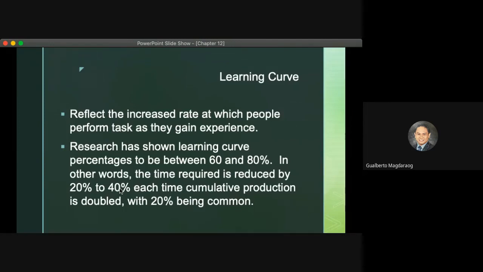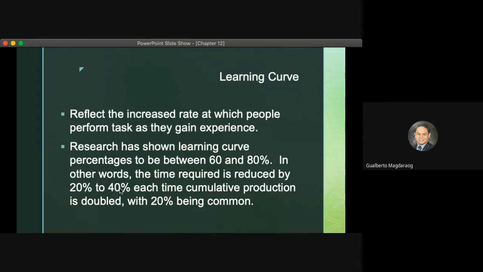Ibig sabihin po, whenever we repeat something, the time that we spend on the next repeat or the second batch is lesser as compared to the first batch or the first time that we do it. Okay? At yung atin daw learning curve is normally 80% or 20% yung pinaka-common. 80% we learn, so therefore there is a decrease in the time that we spent on the second batch of 20%. Okay? Because we learned it already. Kumbaga, mas mabilis ka na kapag inuulit mo.